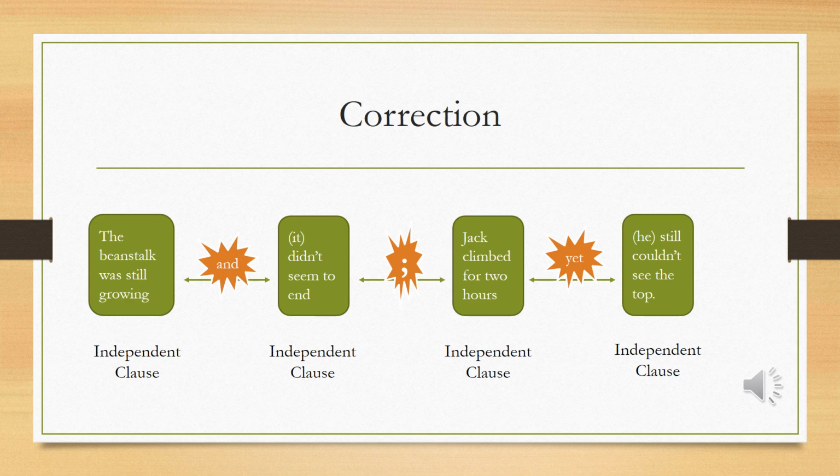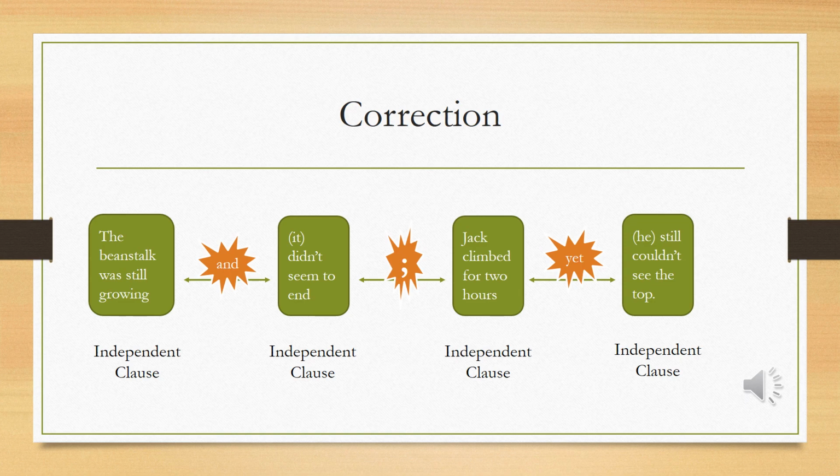Now, the first thing you do is look at the content of these simple sentences. The first one and the second one are both related to the beanstalk. The third and the fourth one are both related to Jack. So it would be a good choice to decide to split it in the middle using a semicolon. Now we look at the first one and the second one. They both have to do with the same thing, growing and not ending. So it's a good idea to use and.